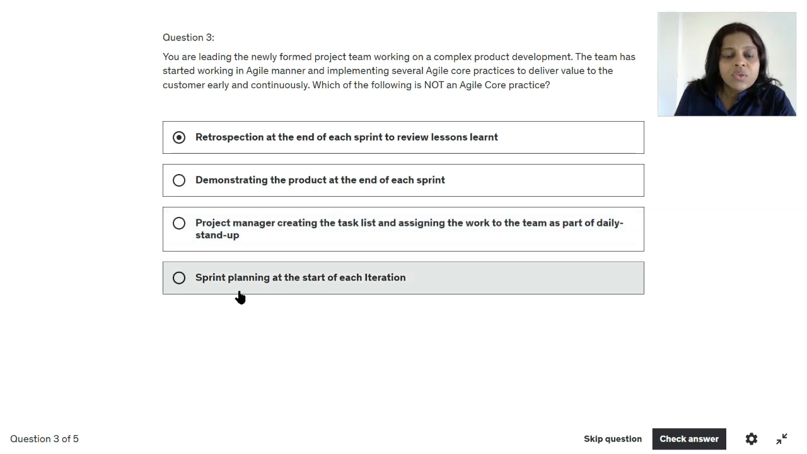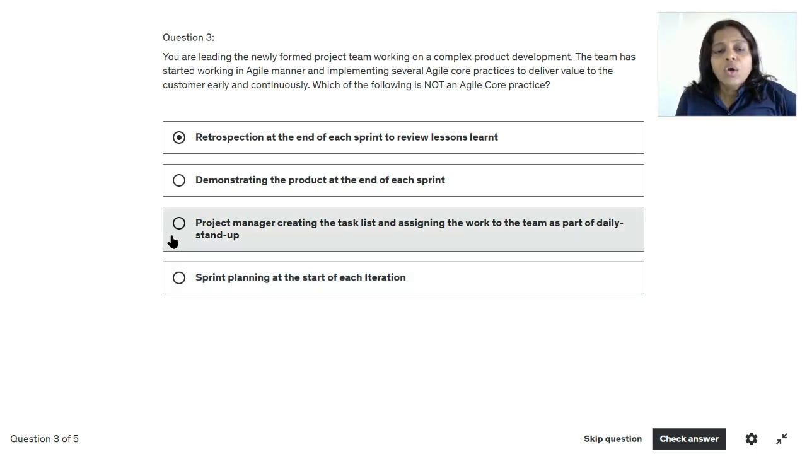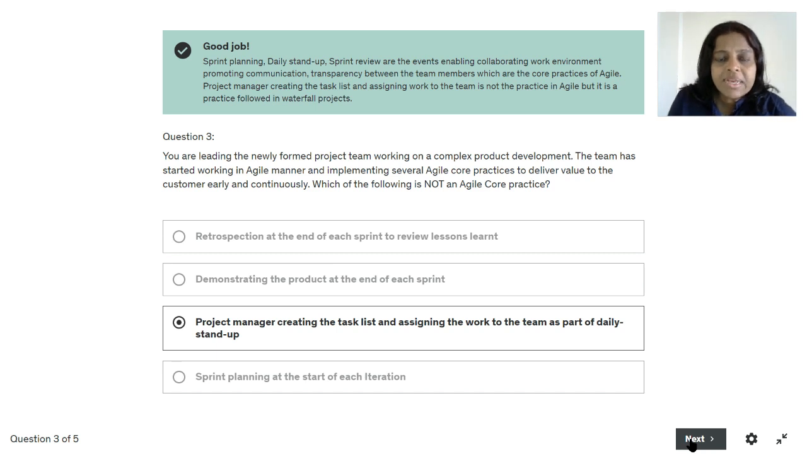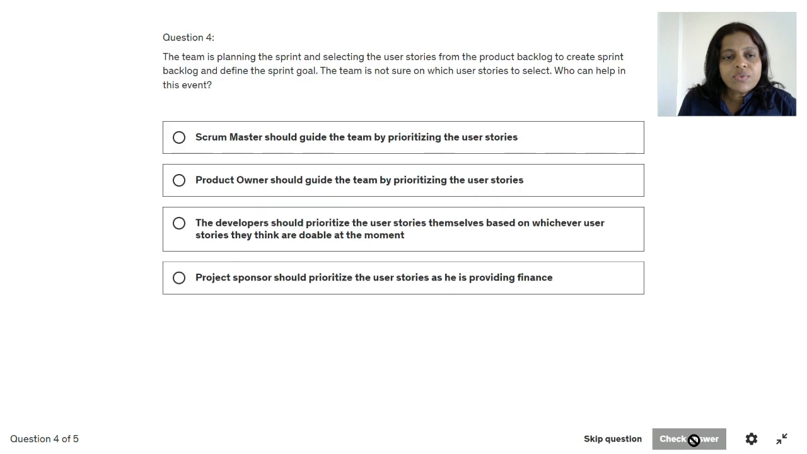projects. So the next option is sprint planning at the start of each iteration. This is also one of the collaborative events that we conduct so as to plan each of the sprints. So for this question, the right answer is option C. This is not an Agile core practice. So this is how we are going to select the right option. Let us check the answer for question number 3. Yes, it is right. Option 3 is right, because this is not an Agile practice, but this is one of the traditional project practices. Now let us look at question number 4.